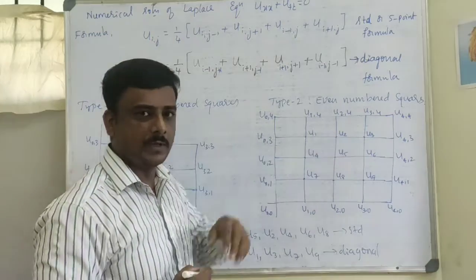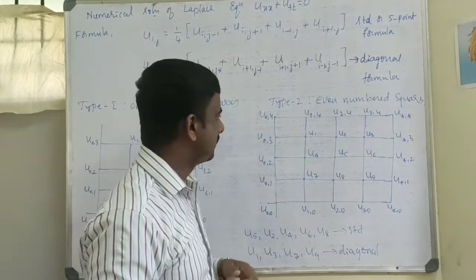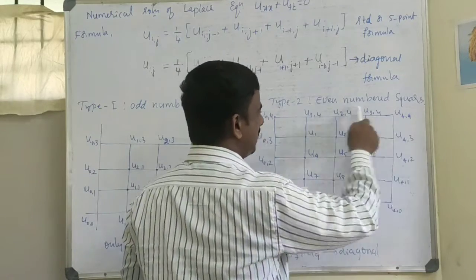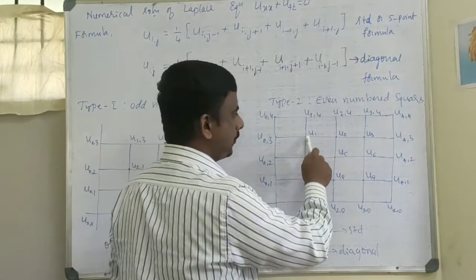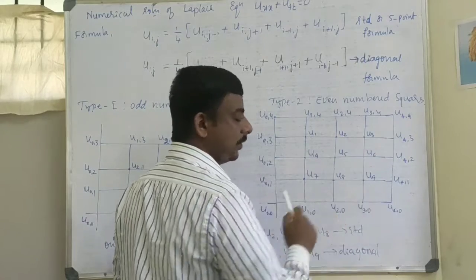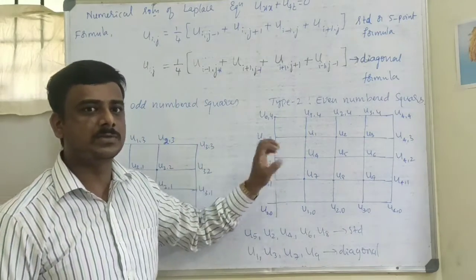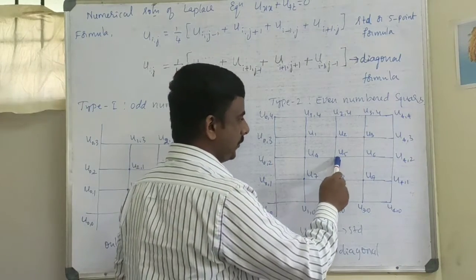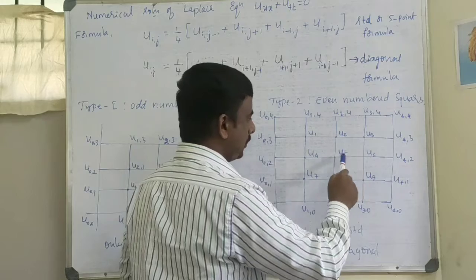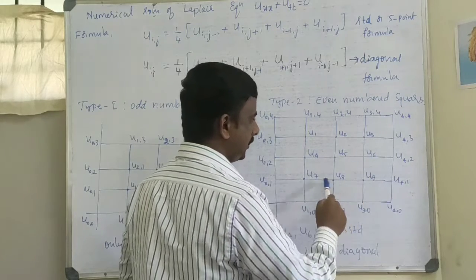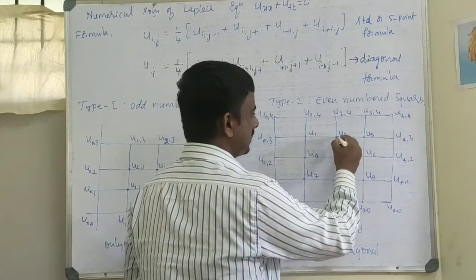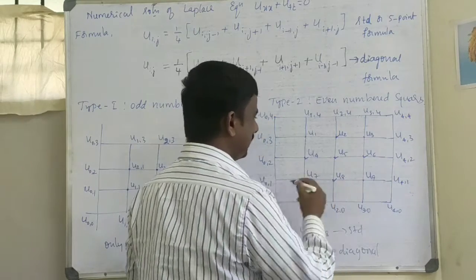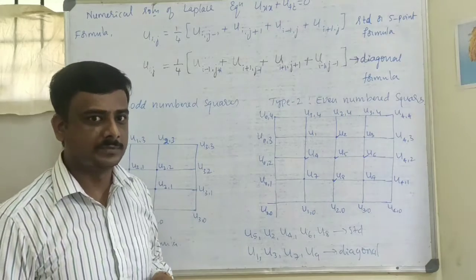In the case of even numbered squares, again all the boundary values are given. We are supposed to find u1, u2, u3 up to u9. That is 9 values we need to find. For the values u5, u2, u4, u6 and u8, we will apply the standard formula. For the remaining, we will apply the diagonal formula.